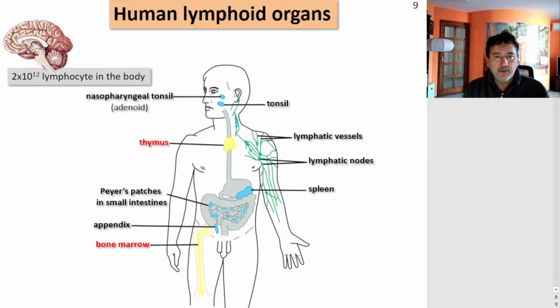So the thymus and the bone marrow are the main organs, but there are also tonsils, lymphatic nodes, lymphatic vessels, and also the spleen is very important in that. So the bone marrow has a special role for the generation and development of the blood cells, including the red blood cells, white blood cells, lymphocytes, etc. We will have some words about that.